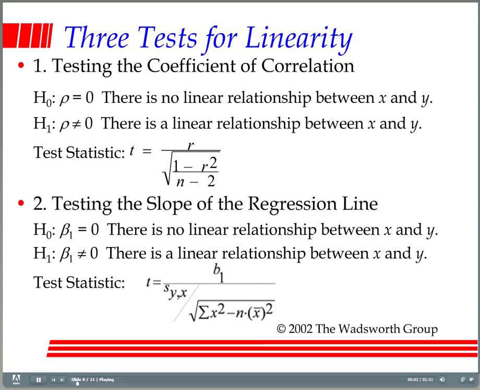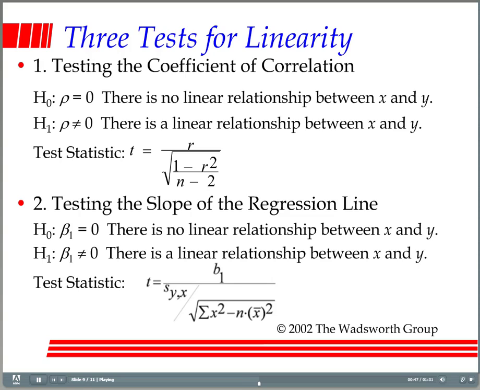There are actually several different hypothesis tests that we can use to test for linearity. One is to test whether or not R, and the parameter for R is rho, the Greek letter, is 0 or not 0. And we use a t-test for that, and the t-statistic is shown. If we plug in the value of R and then compare that t-statistic to the appropriate critical value, we can determine if it's a significant relationship or not.